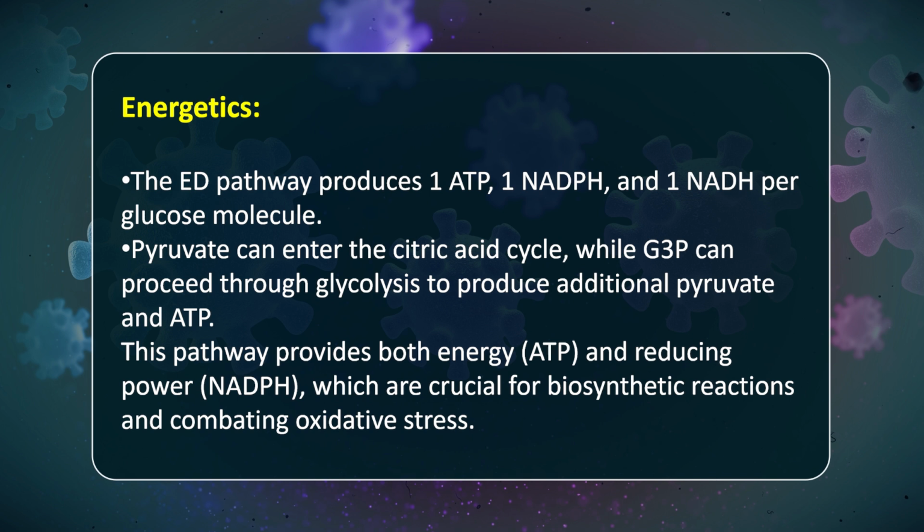Energetics. Let us discuss the energetics. The ED pathway produces 1 ATP, 1 NADPH and 1 NADH per glucose molecule. Pyruvate can enter the citric acid cycle, while glyceraldehyde 3-phosphate can proceed through glycolysis to produce additional pyruvate and ATP. This pathway provides both energy, that is the ATP, and reducing power, NADPH, which are crucial for biosynthetic reactions and combating oxidative stress.